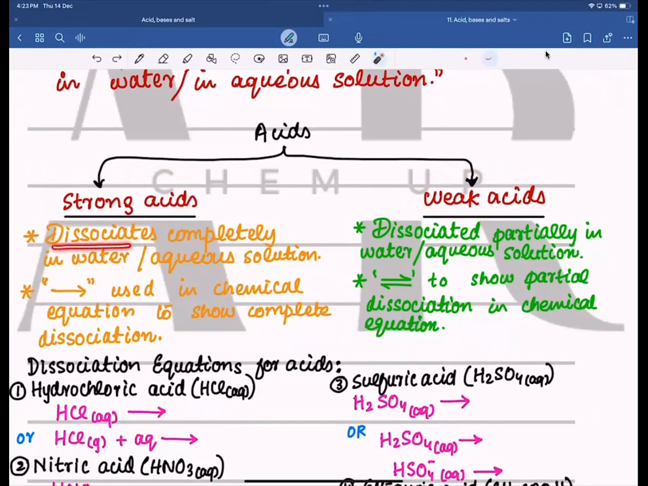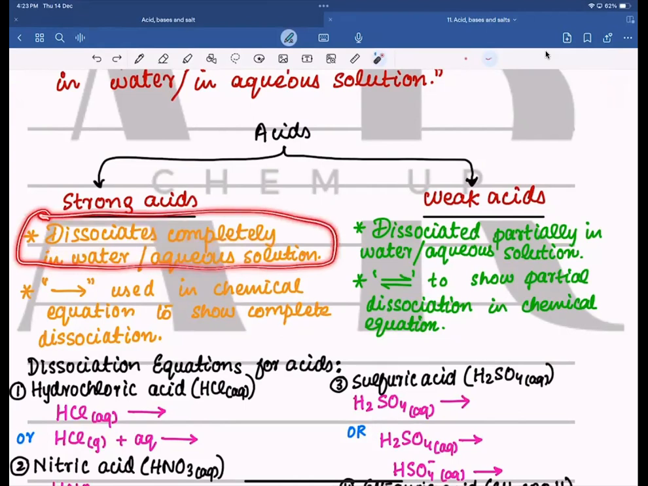Here I have written dissociates completely. Dissociates means broken down. So when an acid dissolves in water, it splits up. The molecule of the acid splits into ions. We know every compound has two types of ion, one positive ion and the other a negative ion. That's what we have been studying in electrochemistry as well, right? So when an acid dissolves in water, it dissociates. Dissociates means breakdown. You can use the term breakdown, or split up completely in water or aqueous solution. What does it mean to split up or to dissociate completely?